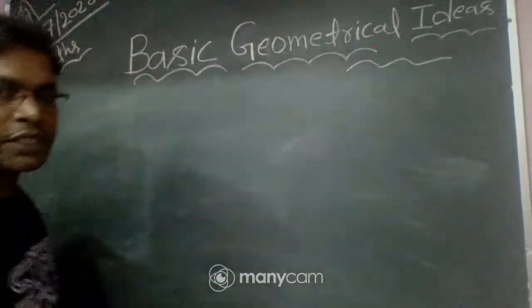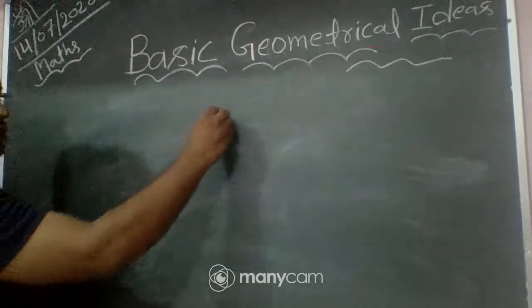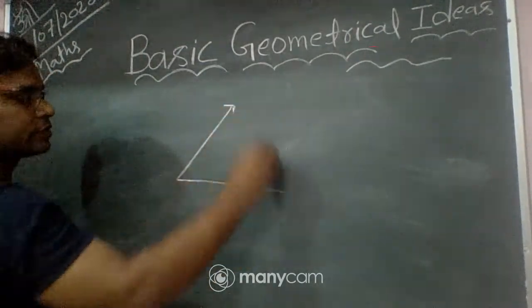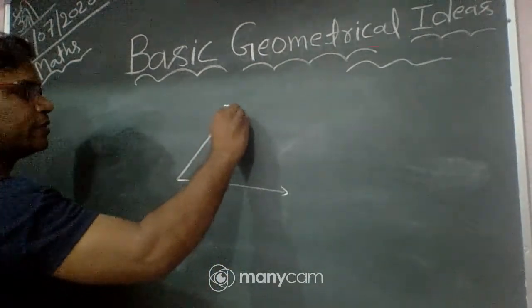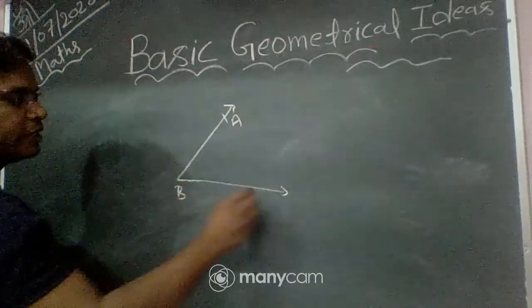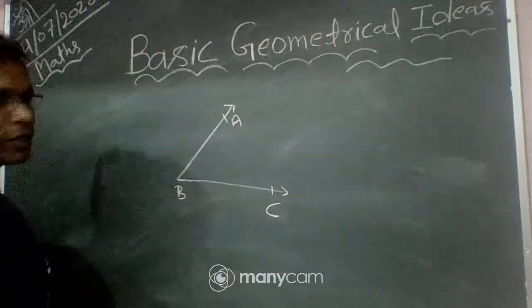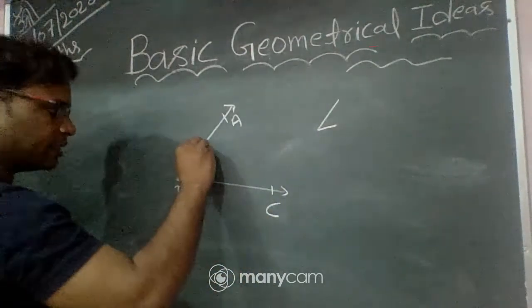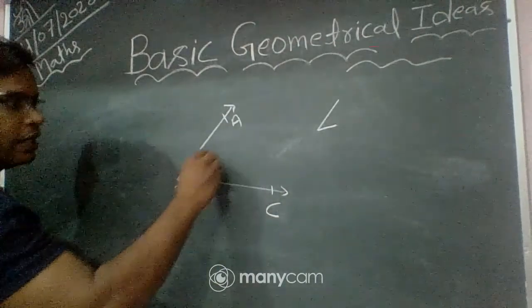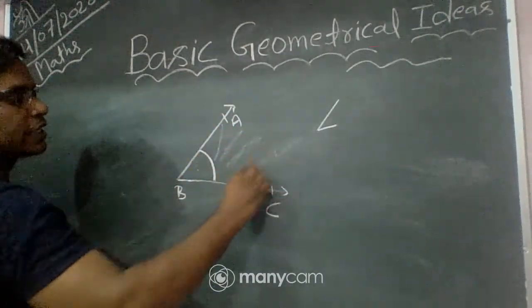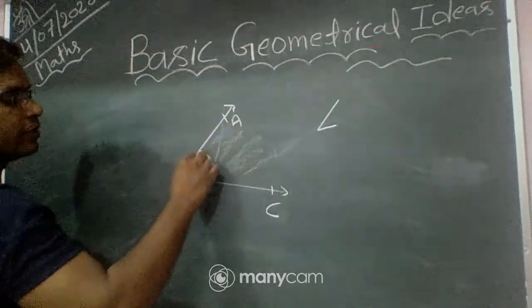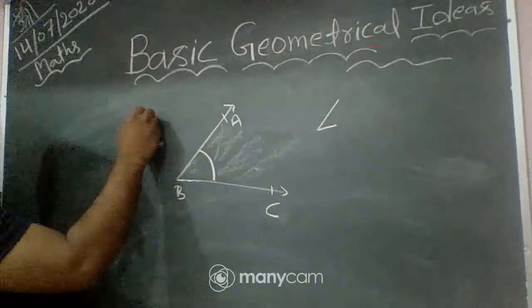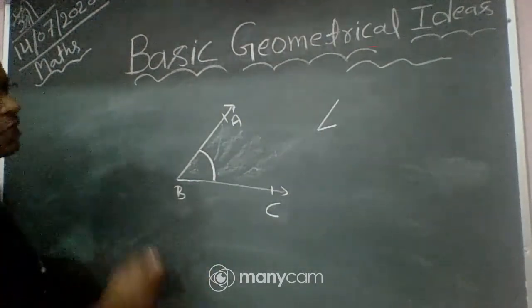Okay, angles. We discuss angles. So you can see this is an angle, A, B, C. And this is the symbol of angle. You can write this as angle. This part is called the interior part of the angle, and this part is called the exterior part of the angle.